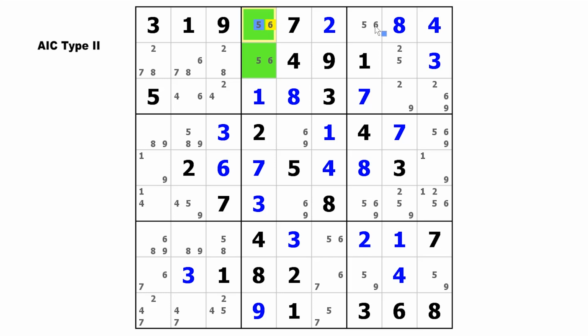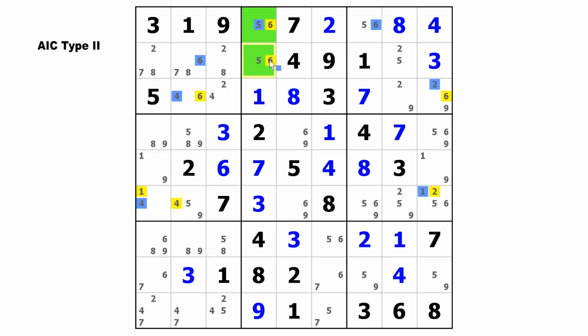So now we're going to make a weak link to this 6, strong to this 6, weak to the 2, strong to the 2, weak to the 1, strong to this 1, weak to the 4, strong to this 4, weak to this 4, strong to the 6, weak to this 6, and finally a strong link to that 6. Now notice the 5 is the start digit and the 6 down here in row 2, column 4.